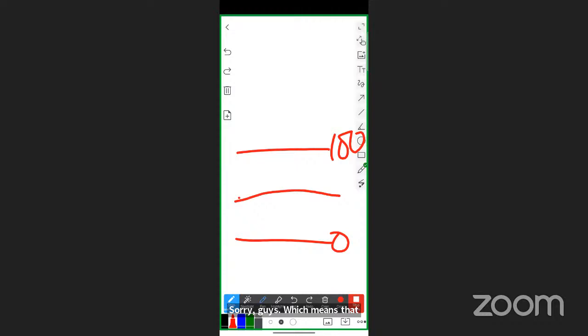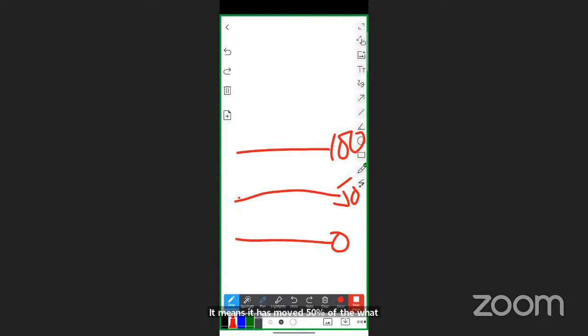So the RSI uses percentage and it starts from 0 to 100. Which means, sorry guys, that 50% of the journey is, once it is here, it has moved 50% of the journey. Okay? It means it has moved 50% of the what? Of the journey.